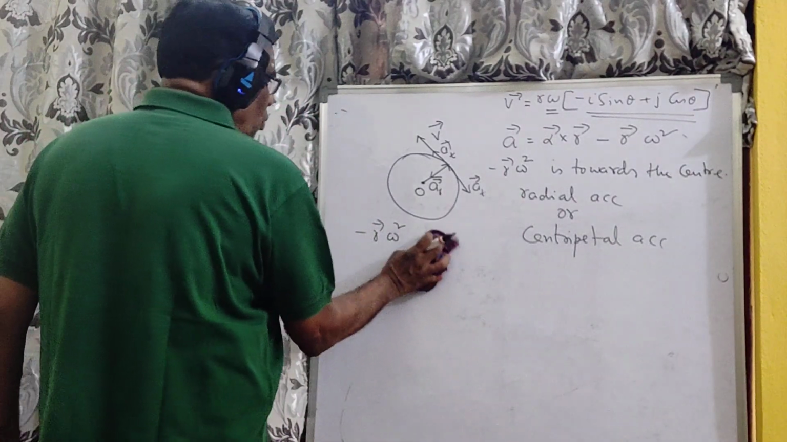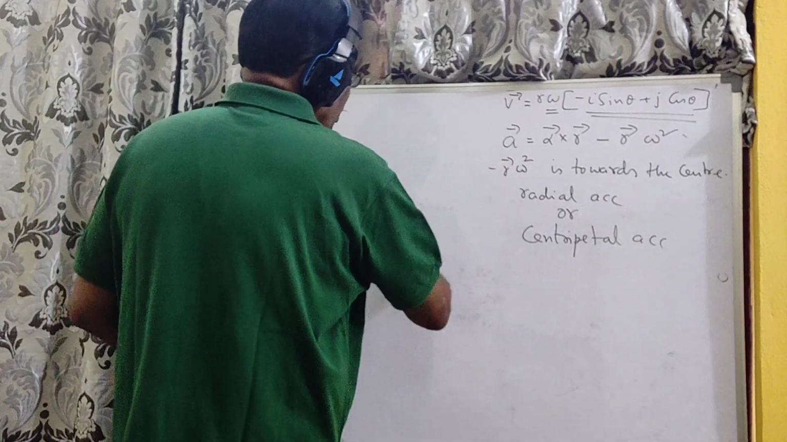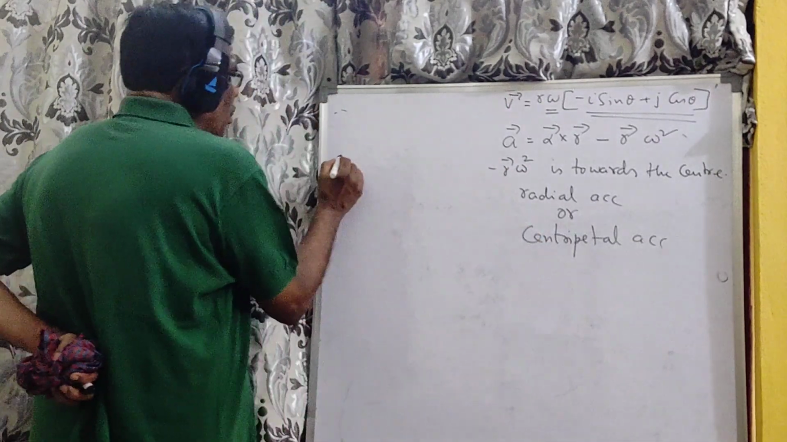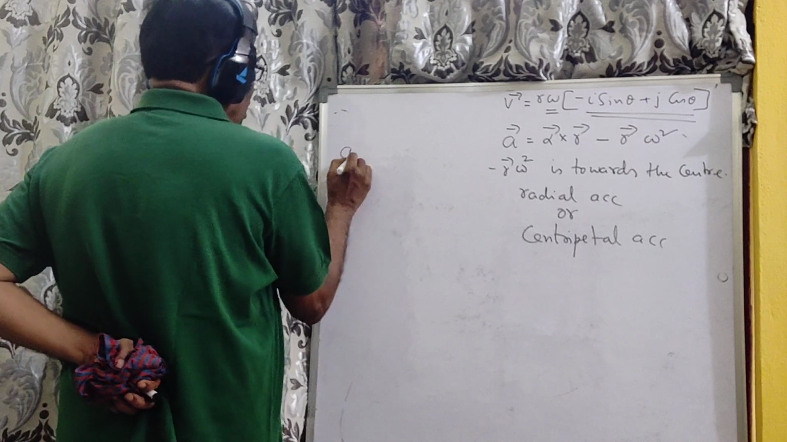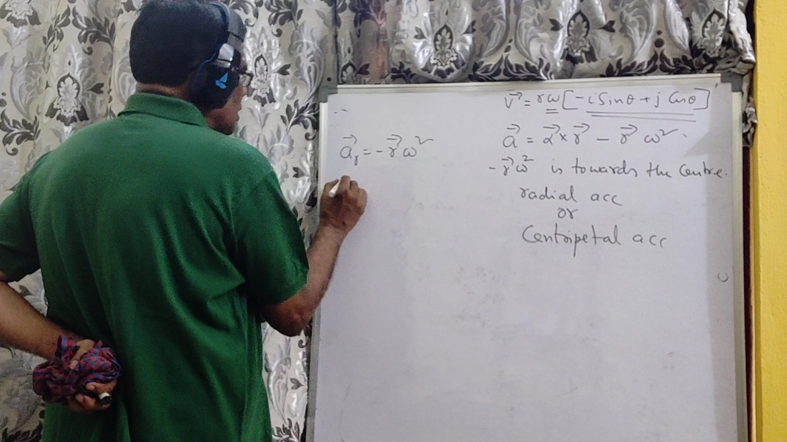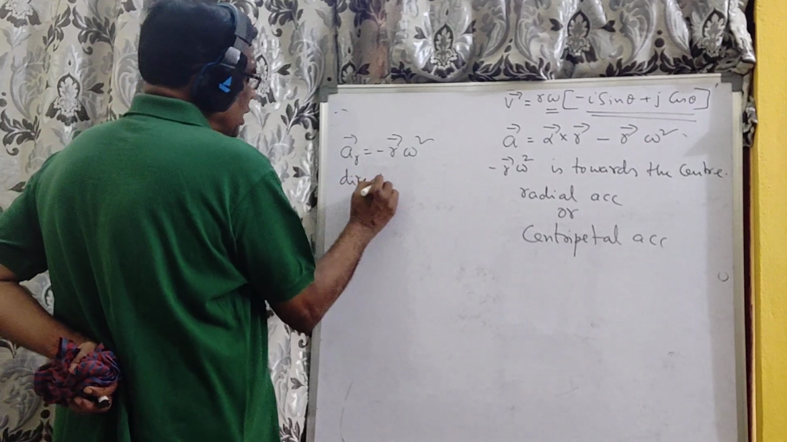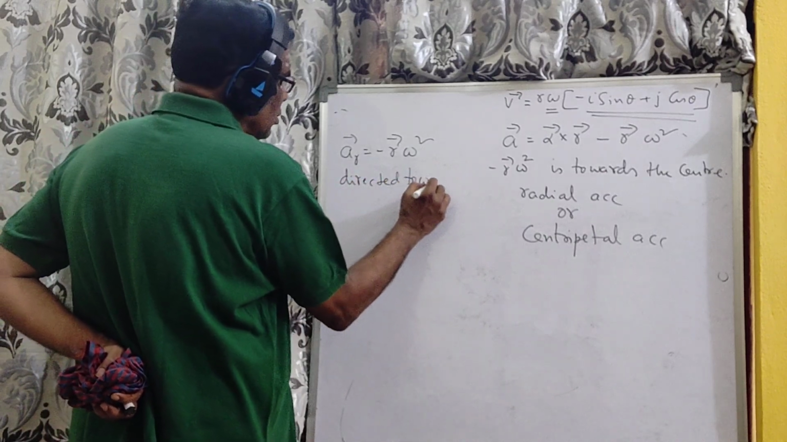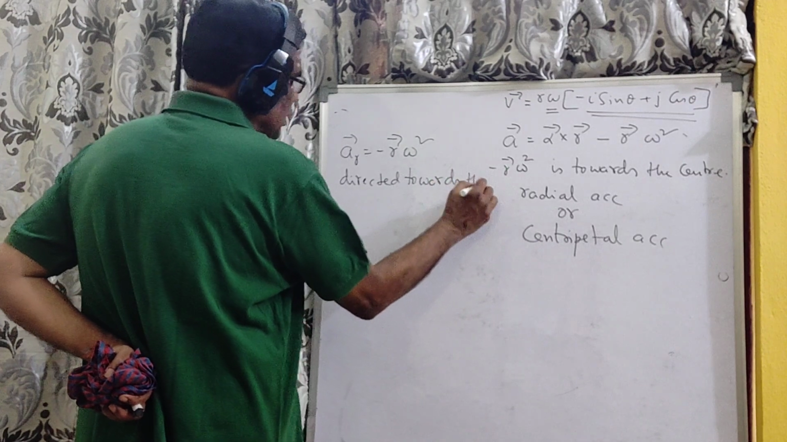Okay, now what is it that we have learned? We will see now. AR is minus r bar omega square directed towards the center.